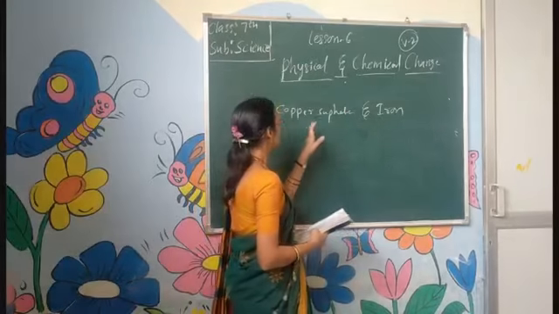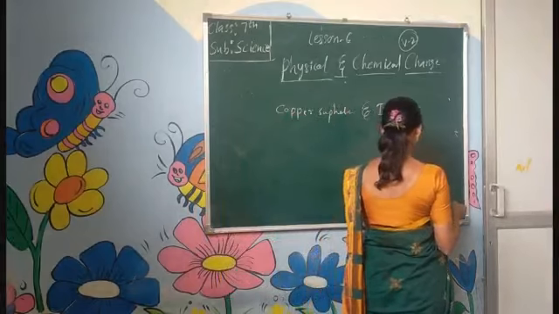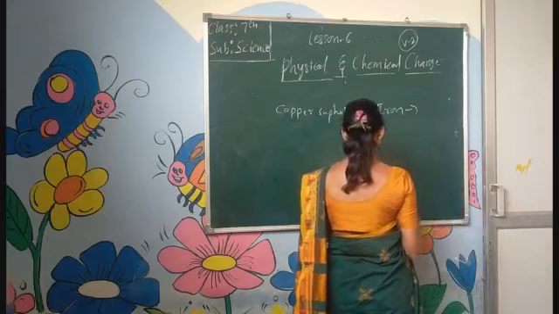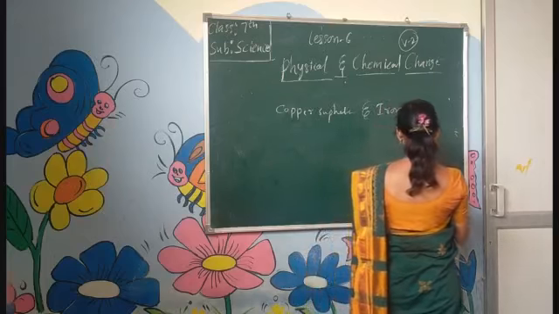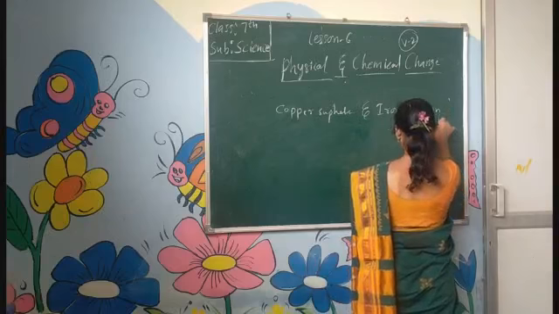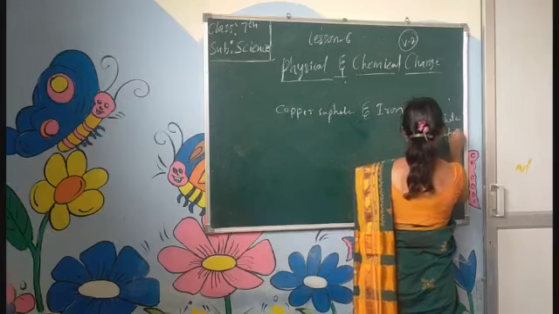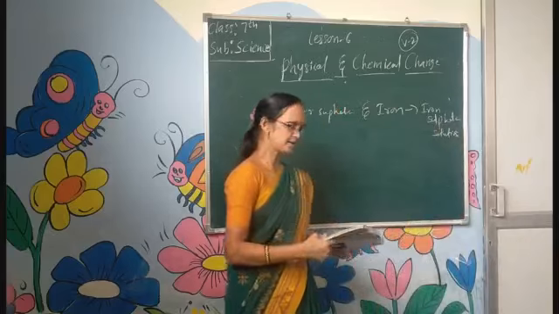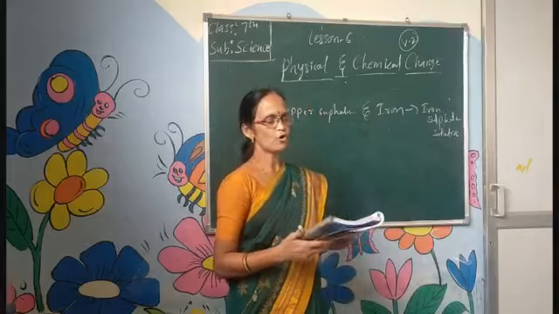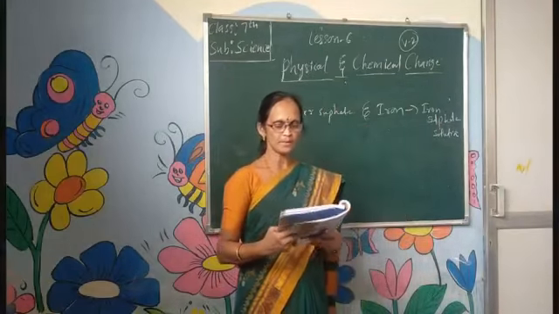So, copper sulfate solution plus iron gives iron sulfate solution. Here a new substance is formed. Copper sulfate plus iron forms iron sulfate solution. So here a new change has happened. This type of change is called a chemical change.